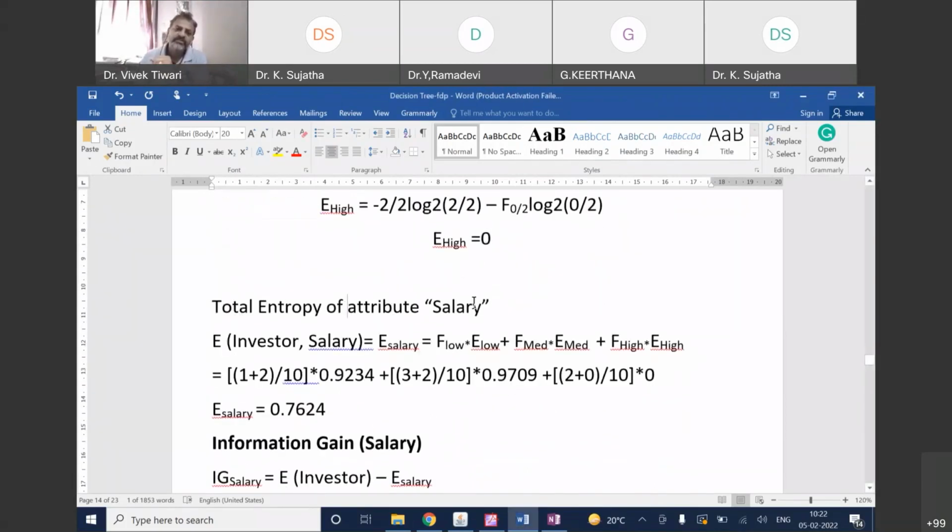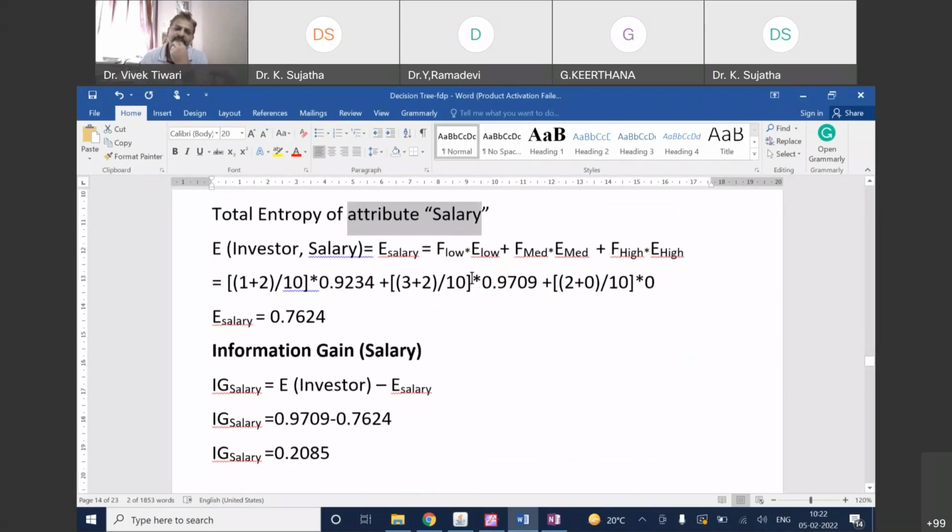What is the total entropy of the attribute? That formula we have already explained. The fraction of low is 3 out of 10, the fraction of medium is 5 out of 10, the fraction of high is 2 out of 10. The entropy of high is 0, the entropy of medium is 0.97, the entropy of low is 0.92. You put it into the formula and calculate it, and you will get the entropy of the attribute salary.